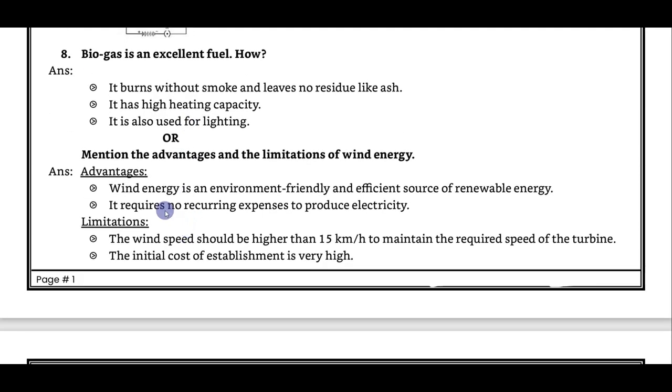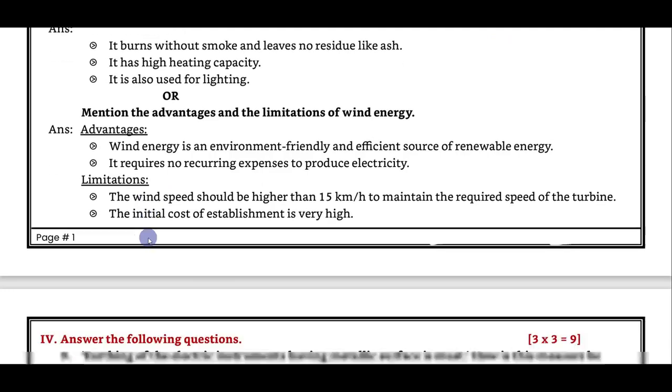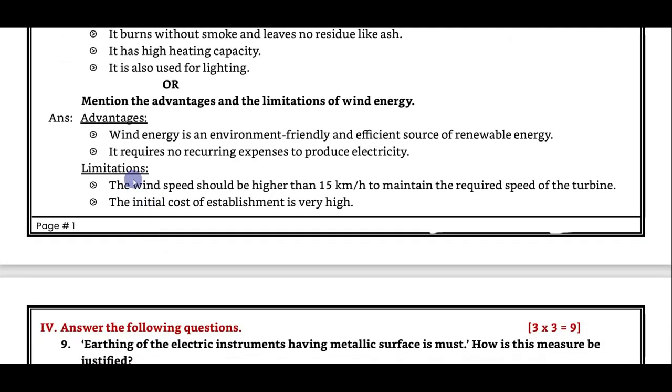Next question. Mention the advantages and limitations of wind energy. Advantages: wind energy is an eco-friendly, efficient source of renewable energy. It is also a non-conventional source of energy. It requires no recurring expenses to produce electricity. Limitations: the cost is much higher, and the minimum wind speed should be 15 kilometers per hour. Below that, the fans will not rotate and it will not generate electricity.